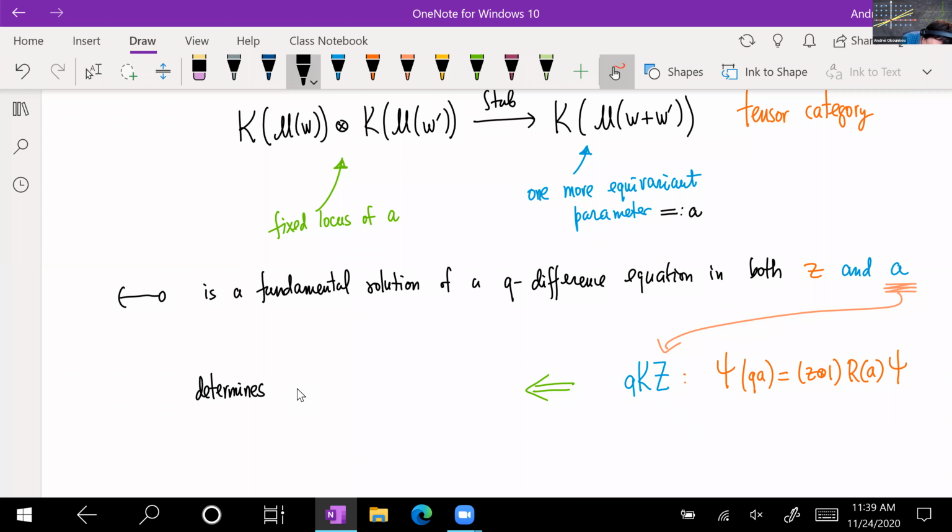the q-difference equation, the connection in Z, up to a scalar multiple. Because suppose I have two different operators in Z, two connections in Z, they commute, but they both commute with the same connection in A. That means the difference between these two connections would just really commute with R matrices.